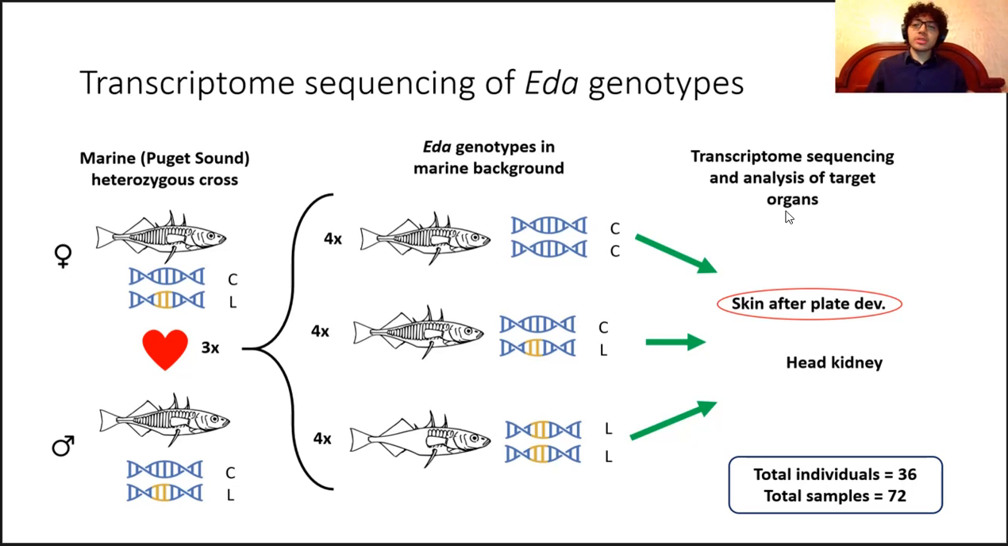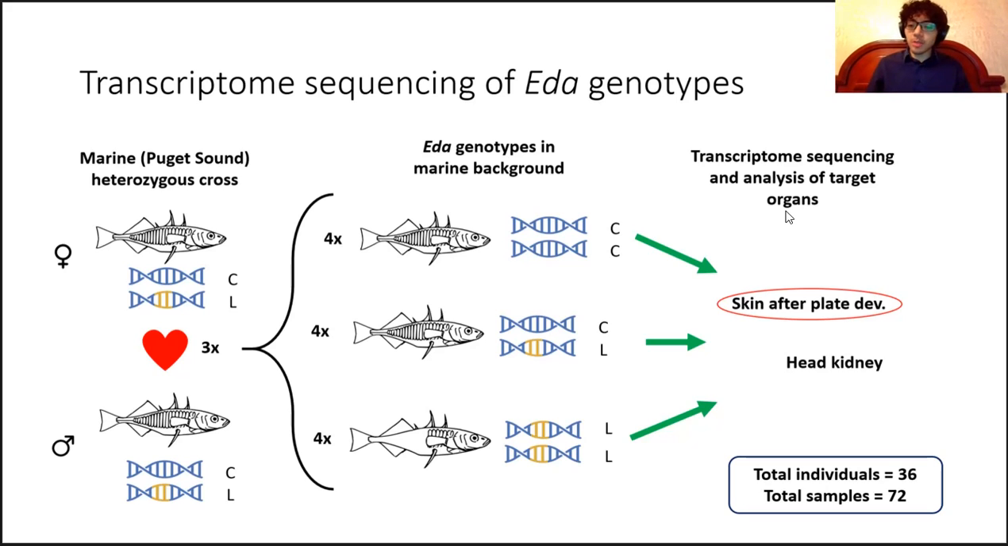In order to disentangle the effect of the haplotype only, we use the following experimental design. We look for heterozygous marine individuals that happen at low frequency in nature. These individuals look phenotypically marine, but they actually carry one low-plated EDA allele. If we cross these individuals between them, then what we will get are offspring that are mostly marine, except at the EDA haplotype, where they will have all three possible EDA genotypes.